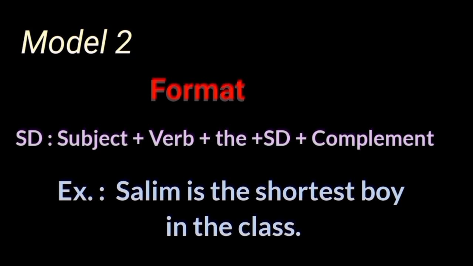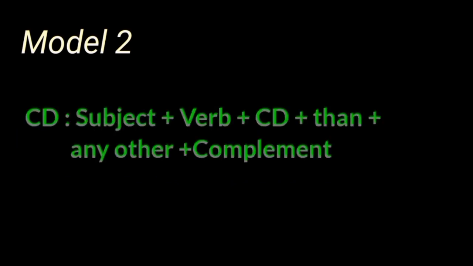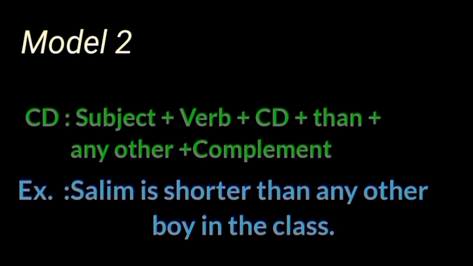Example, Salim is the shortest boy in the class. Next, comparative degree. Form: subject plus verb plus comparative degree plus than plus any other plus complement. Example, Salim is shorter than any other boy in the class. Here, you have to learn that superlative degree and comparative degree start with subject and verb respectively.